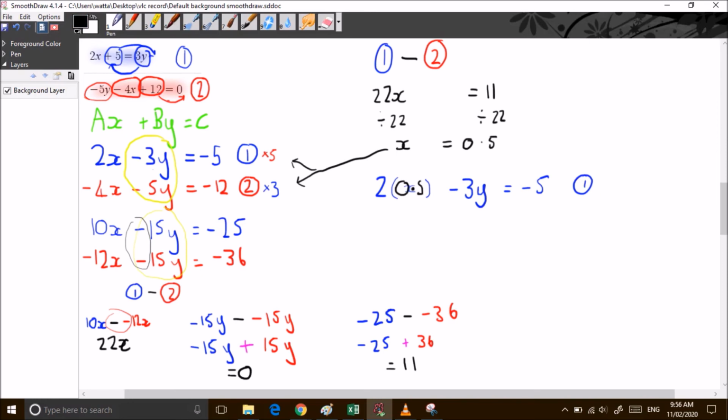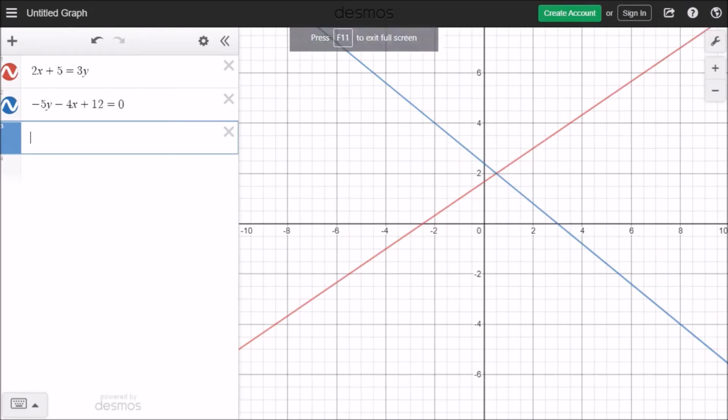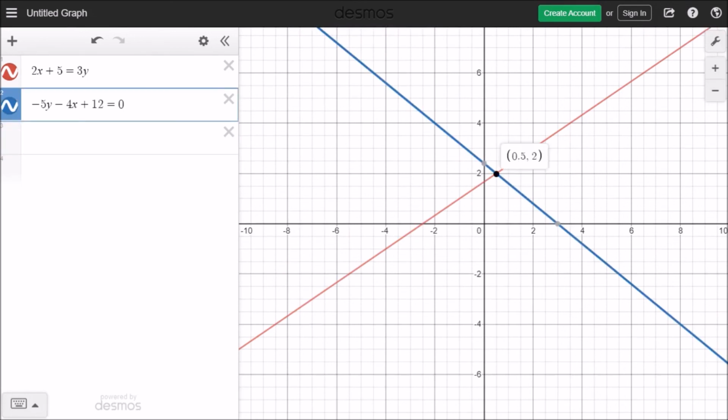Remember, we're substituting in the value of 0.5 for x, so that leaves us with the equation 1 minus 3y equals negative 5. I'll move the 1 across by minusing from both sides. Now I'll divide by the negative 3 in front of the y to find that y is equal to 2. Writing these as coordinates, our answers are x equals 0.5 and y equals 2. And we can see from looking at a graph of these two original equations that the intersection point is over x equals 0.5, y equals 2.